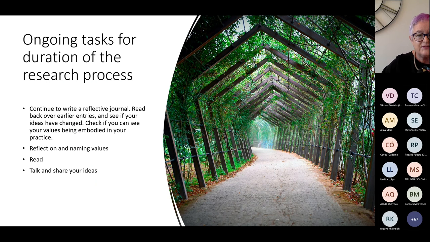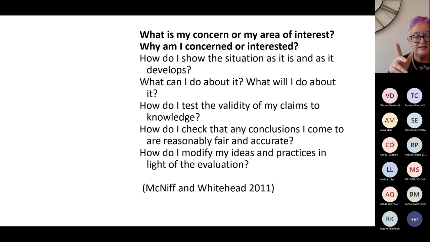Okay, ongoing tasks for the duration of the research process. So once you've begun to address your questions, what am I concerned about and why am I concerned, you're beginning to put in place the foundations of your research. So right throughout the research project, the interconnection between reading and talking and writing is being emphasised. And hopefully you would see connection between those things as you begin to do that more formal part of the research. And it's good, I suppose, to reflect on and to name your values, to read professionally and to talk and to share your ideas with your critical friends or indeed anybody who will listen to you or engage in the process.